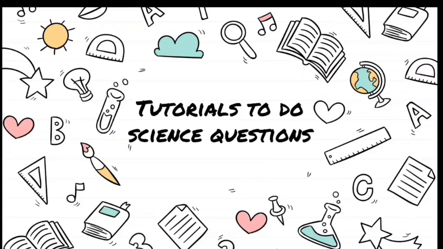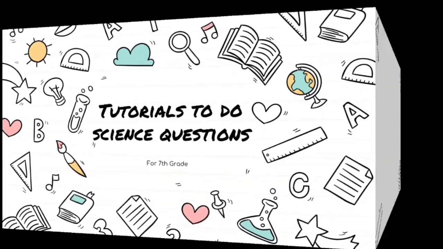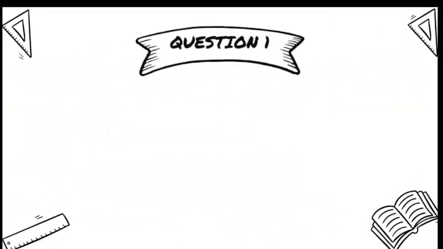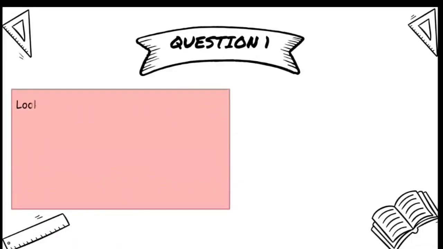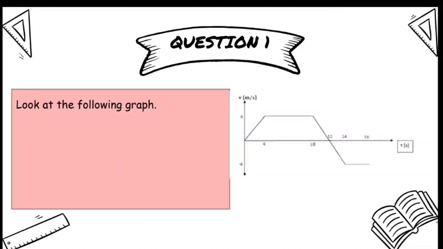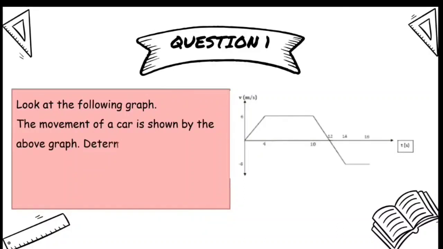Today we will learn about the tutorials to do science questions as the preparation for final examination, especially for 7th grade. Start from question 1. Look at the following graph. This is the graph of velocity with the times. The movement of a car is shown by the above graph.